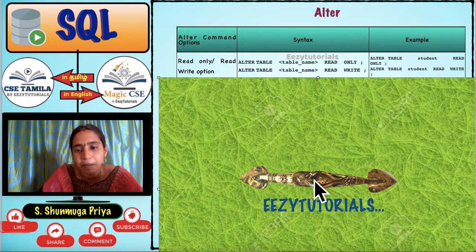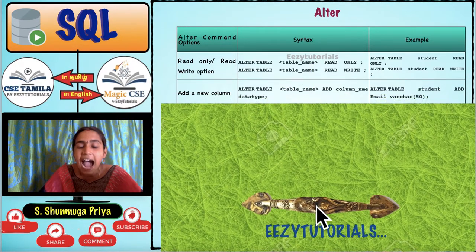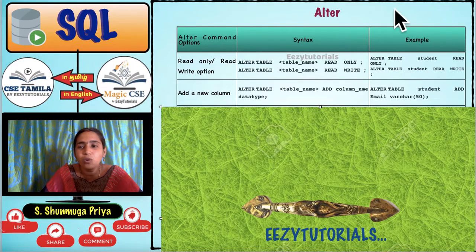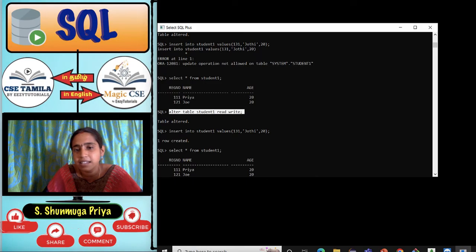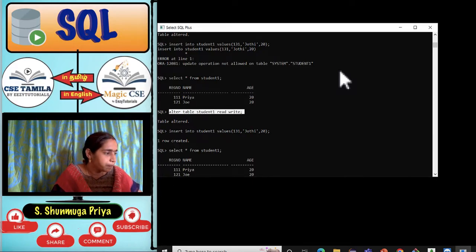So the next command we are going to see is adding a new column. So how to add a new column? Alter table, table name. You have to use the keyword add followed by the name of the column and the data type. So here I'm having a table student, right? So to this I'm going to add an email column. So alter table, the name of the table is student, add email, the data type and the size I'm going to give.